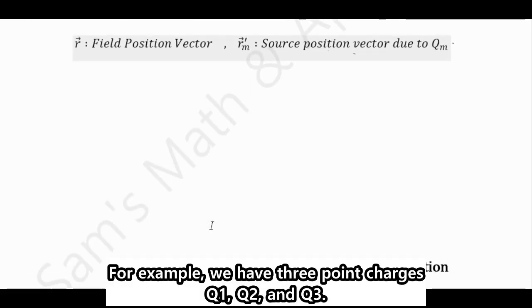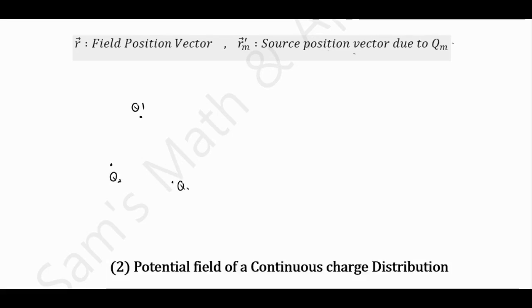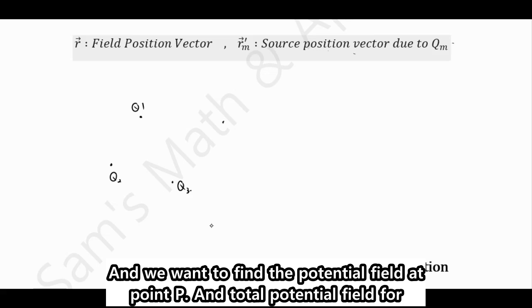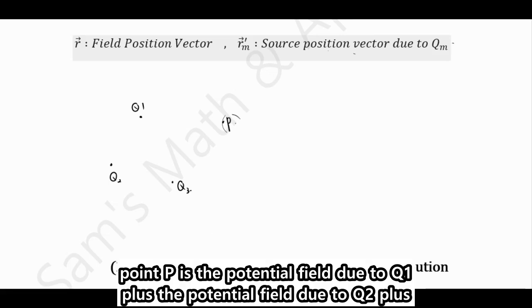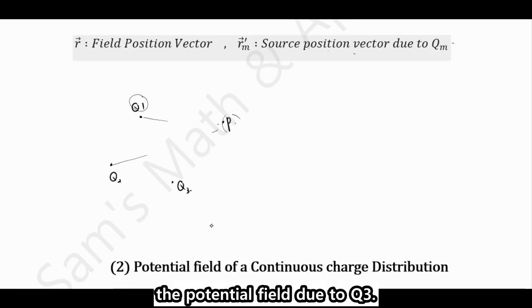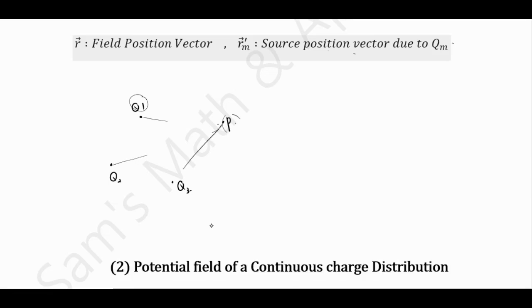For example, we have 3 point charges, Q1, Q2, and Q3, and we want to find the potential field at point P. The total potential field at point P is the potential field due to Q1 plus the potential field due to Q2 plus the potential field due to Q3. This is the total potential field.